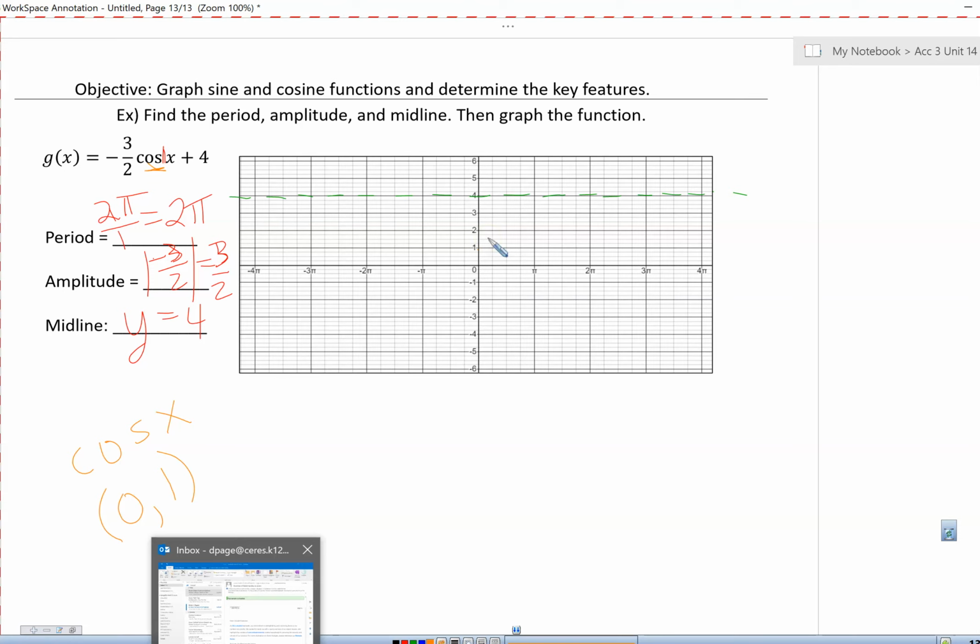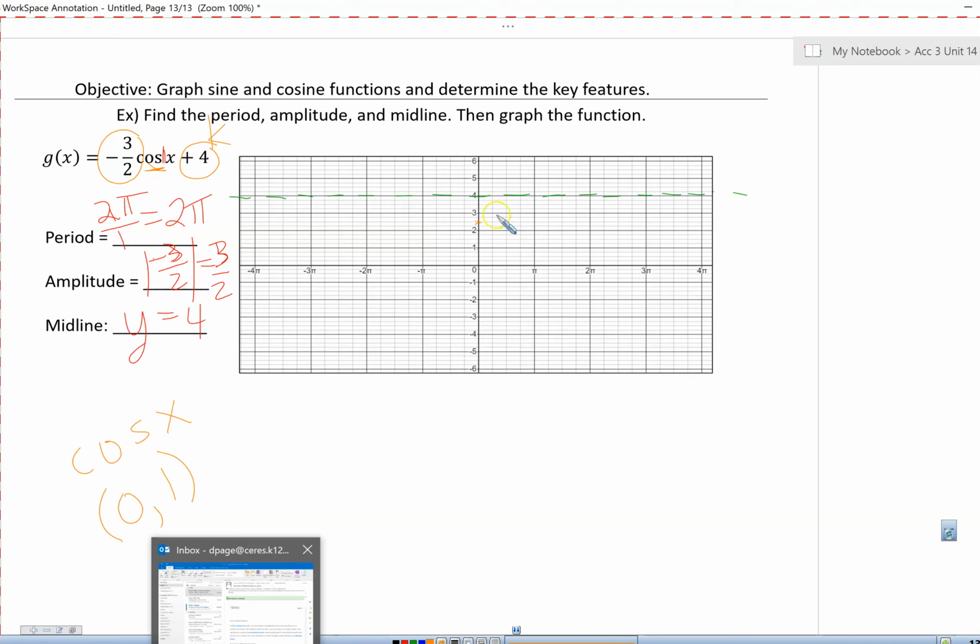Transformation-wise, what's happening is that this 1 is going to be stretched by a factor of 1.5, and then it's going to reflect below your x-axis to -1.5, and then it's going to translate up 4 units, which is what a k value does. So it moves up 4 units, 1, 2, 3, 4, which puts it right here. So that becomes a relative minimum in this case because of the x-axis reflection.